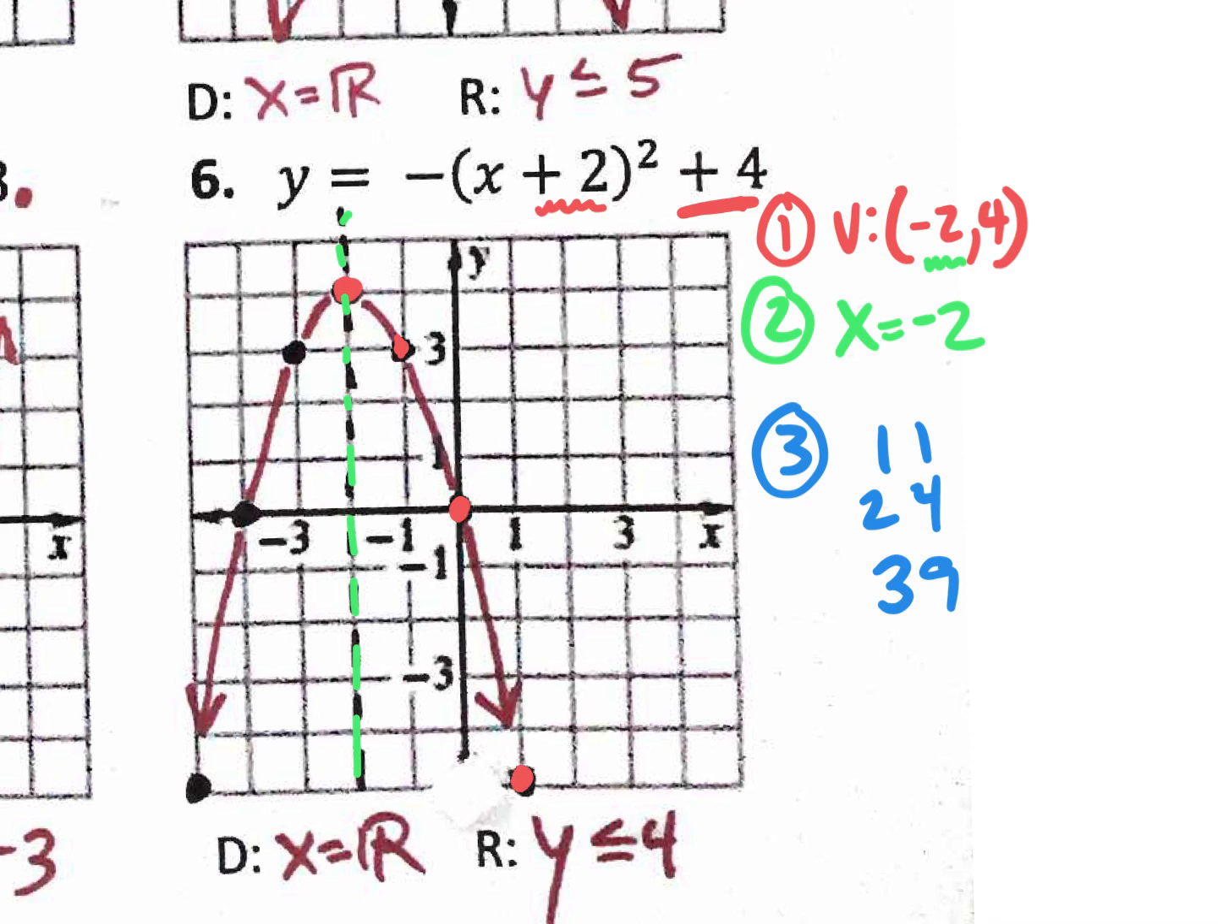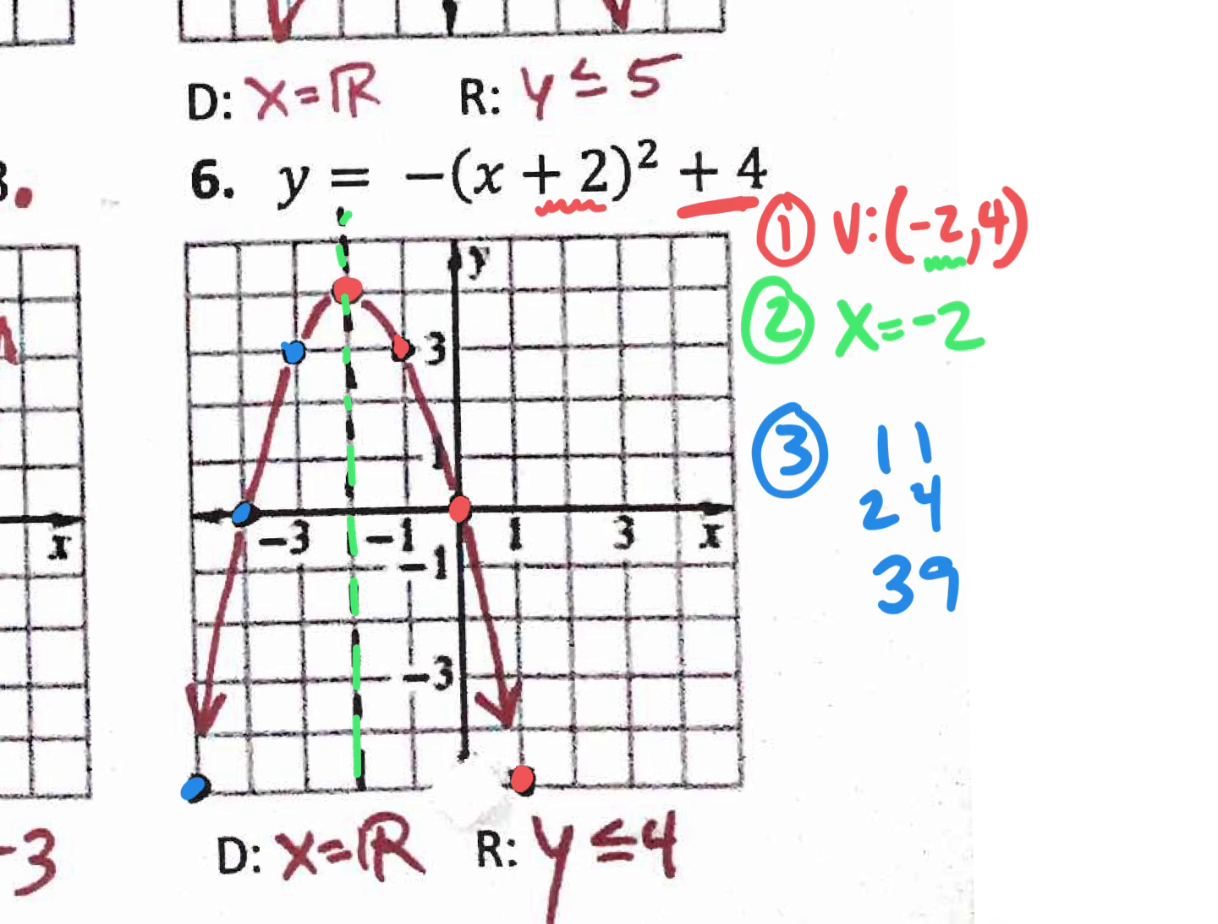And then we map them over to the other side of the axis of symmetry. So 1 unit away, 1 unit this way would be right there. And then over here, 2 units away, 2 units away would be right there. And lastly, 3 units away, 3 units away would be right there. And that's how we graph parabolas. That's what we did last week. That's what we took a quiz on. And that's what you guys already know, right?